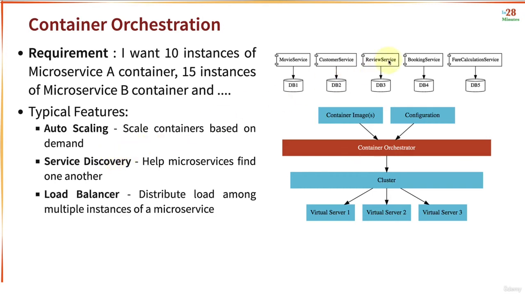We already talked about the fact that we would have multiple instances of each of these microservices, and therefore load balancing becomes important. You'd want to be able to distribute load among the multiple instances of a specific microservice.